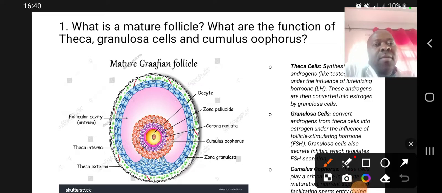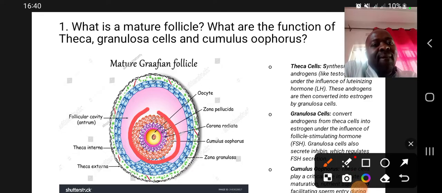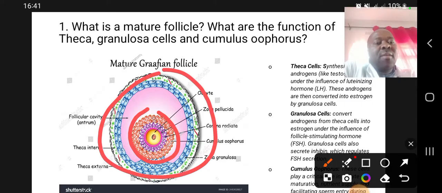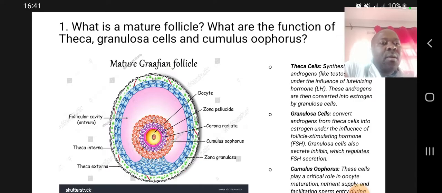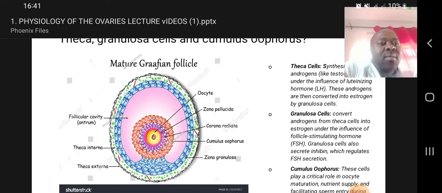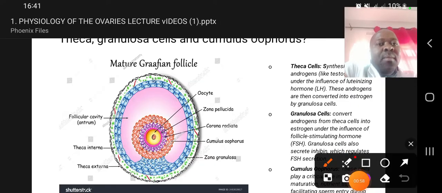The ovum is here. We've already talked about the structure of the ovum, but around the ovum is what makes the Graafian follicle. So the ovum is within the Graafian follicle. Now, what are theca cells? Where are the theca cells? These are the theca cells here.